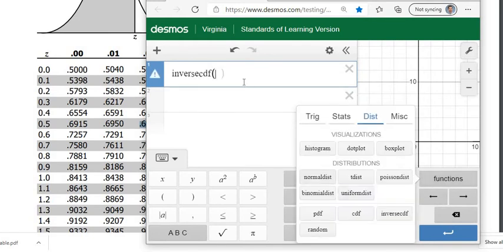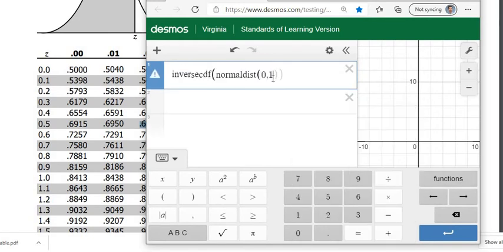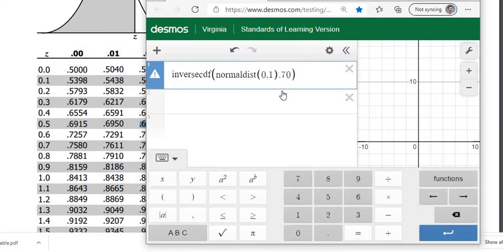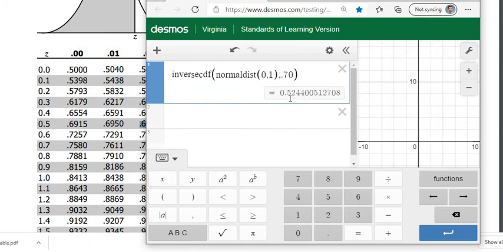Inverse CDF, normal distribution, 0, 1. Click here and put in 0.7. But Desmos thinks that that means you want to multiply. It even says multiply. It wants you to put a comma here, so it means you're not trying to multiply. And then you get the same thing I got on the chart, 0.52.